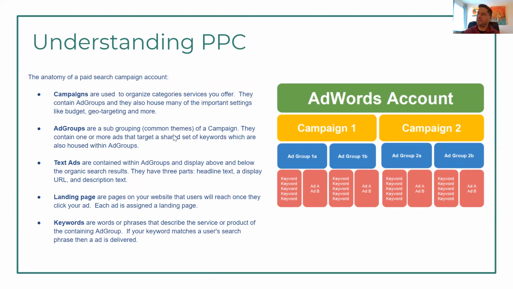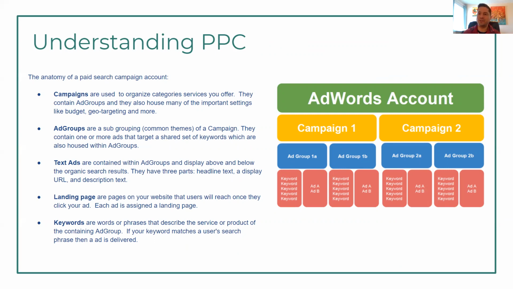and then campaigns that are in each account. You have multiple campaigns a lot of times. They're used to organize the services you offer. So you can have ad groups, and they house many of the important settings like budget, geo-targeting, and more. The ad groups are a subgrouping of common themes of a campaign. They contain one or more ads that target a shared set of keywords, which are also housed within ad groups. The text ads are contained within the ad groups and display above and below the organic search results.